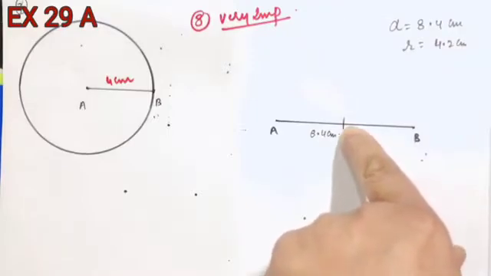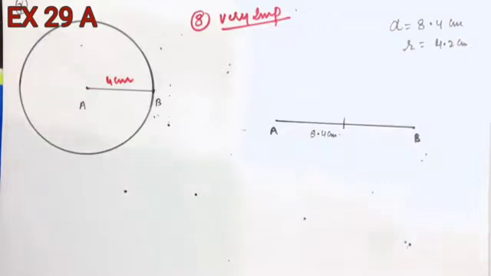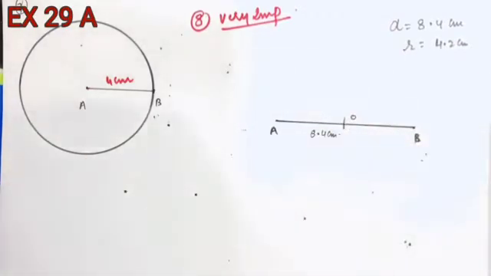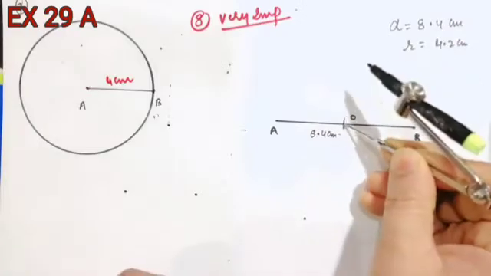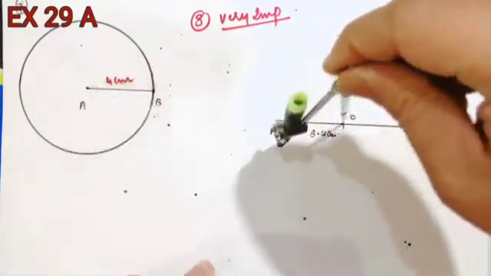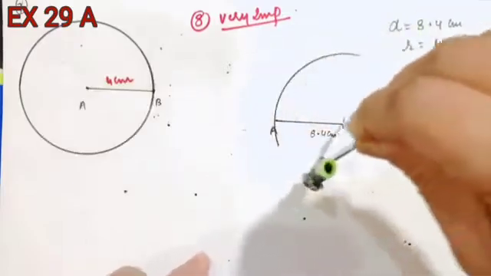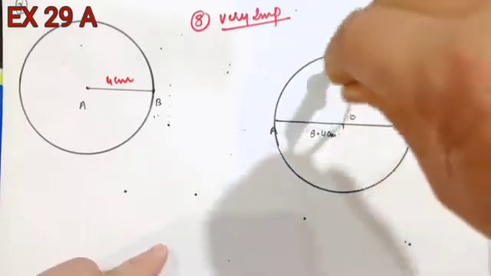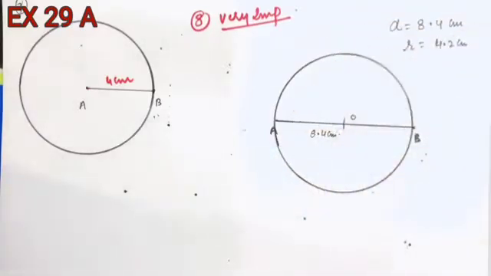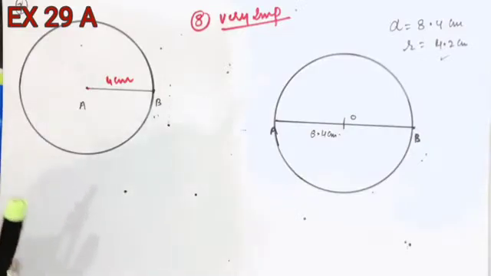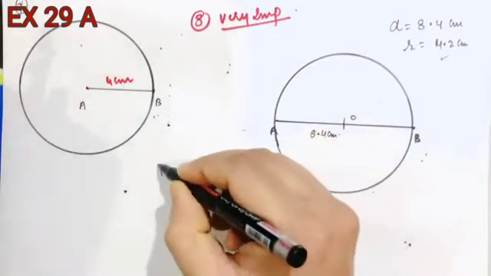So the center of the circle, naturally I will write O here. Now putting this on the center of the circle, you can draw a circle of radius 4.2 centimeter. So here your radius is equal to 4.2 centimeter and you have drawn it. Where will the problem lie?